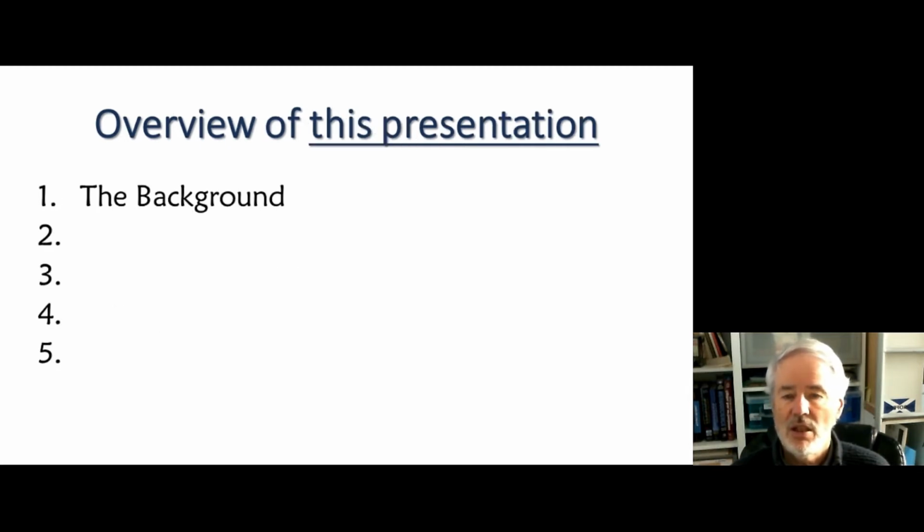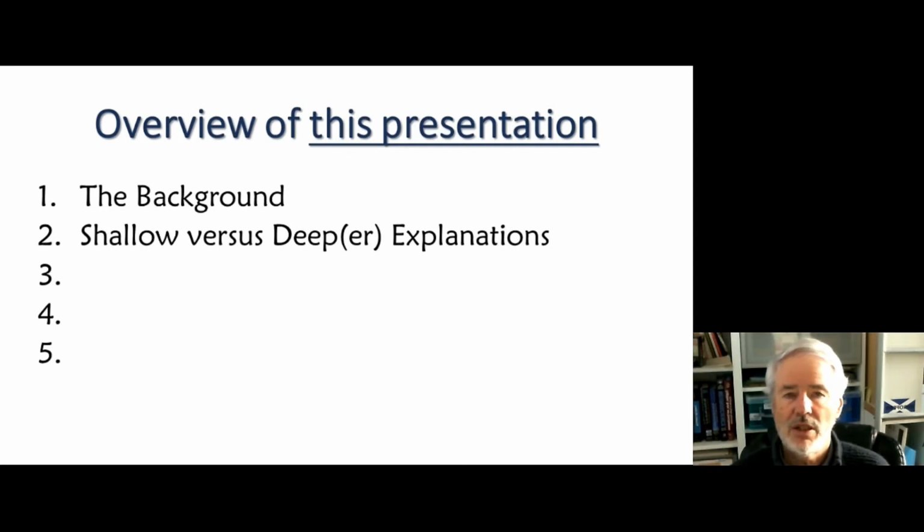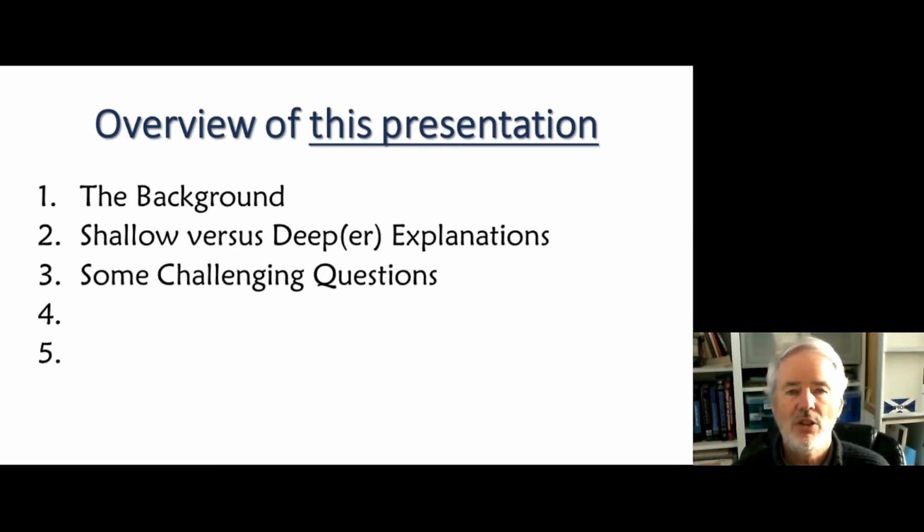And now the way that this current presentation, today's presentation, will continue. After talking to you about the background, I will look at the idea that explanations can be relatively shallow or relatively deep, and whether you choose one or the other will have certain consequences for your research. Then I'm going to go into a role-playing mode, and I'm going to ask you in your role-playing capacity some challenging questions.